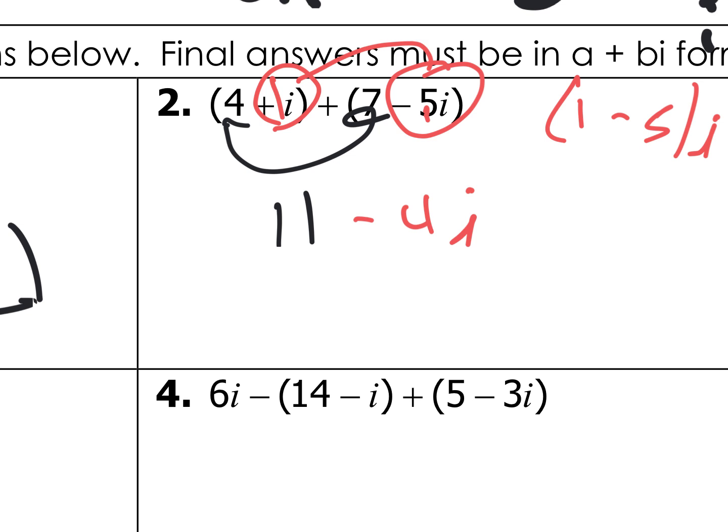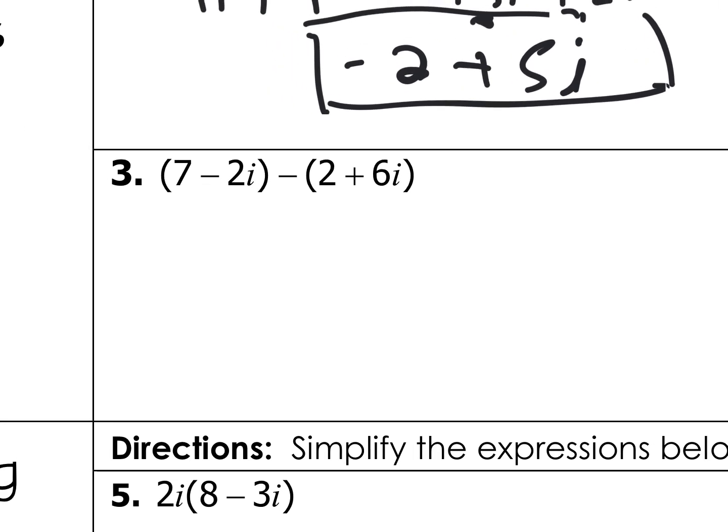Okay, let's see. It's getting harder. What do you think happens if we're subtracting complex numbers? What do you think the most important thing there is to do? Think about in the past. When you had a negative in front of a parenthesis, what has to be done? Somebody should know, right?